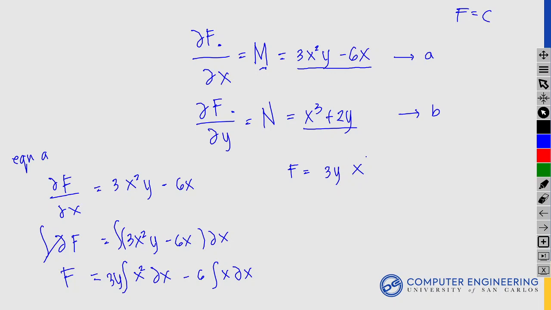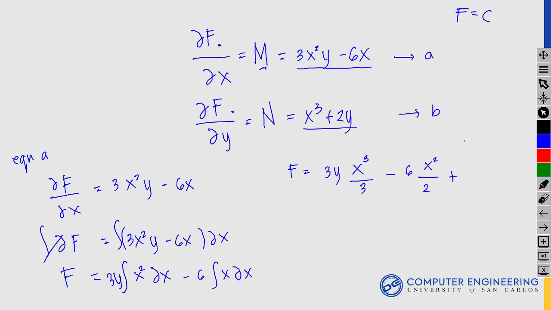X to the n plus 1 over n. Right? This will become x cubed over 3 minus, yeah, so this becomes 6 x squared over 2.